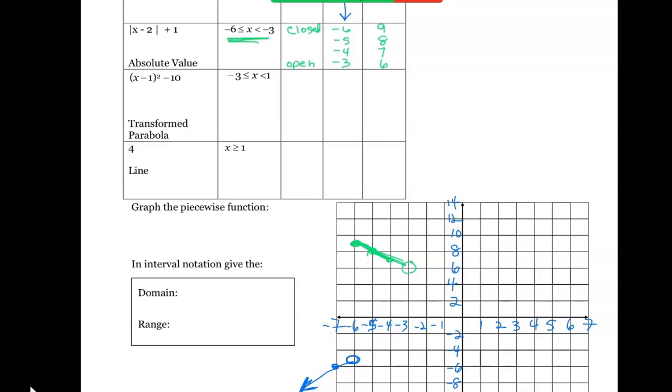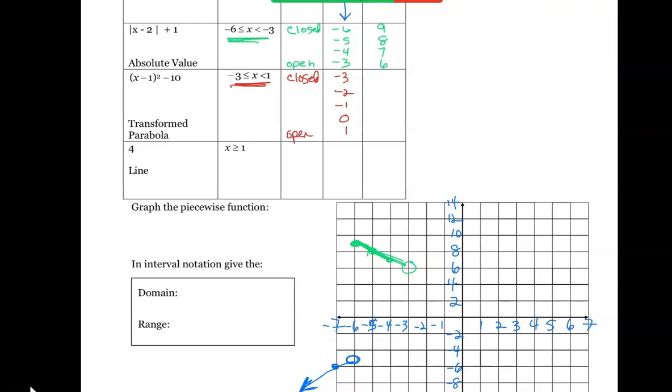Again, I have a sandwich. I'm going to pick those numbers that they are giving me: -3, -2, -1, 0, 1. At -3, I have an equality, so that's going to be closed, just like it was above. At +1, I have a strict inequality, so that's going to be open.